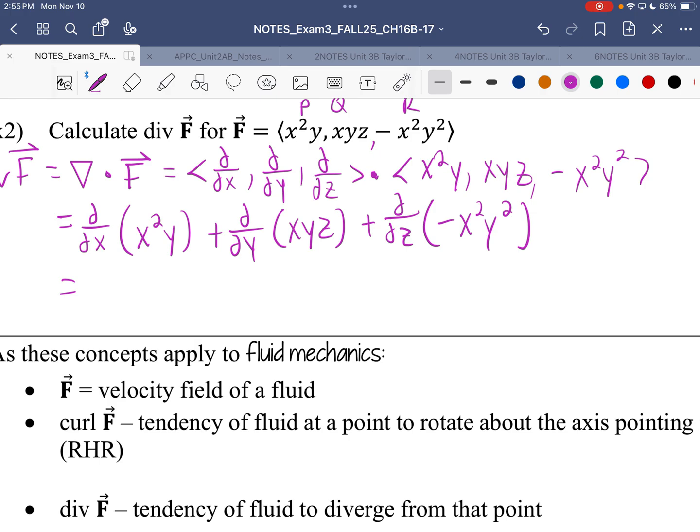So with the divergence theorem, you're not going to have a vector. Curl gives you a vector. Divergence gives you just, I guess, a function, really, that can tell you a quantity at a point. Doing the partial derivative, you go 2xy plus xz.